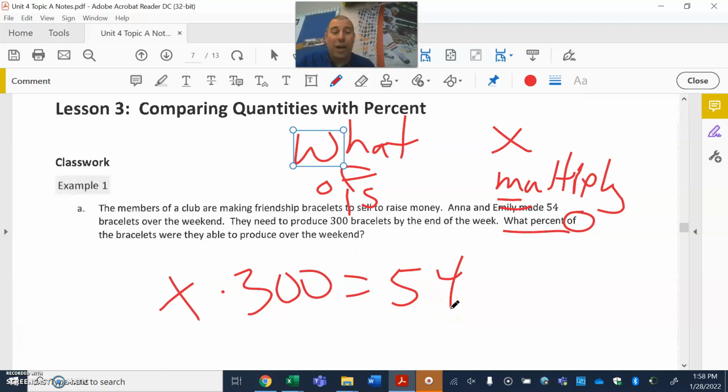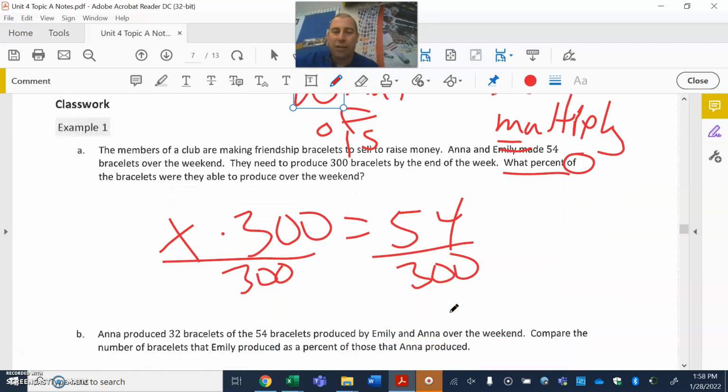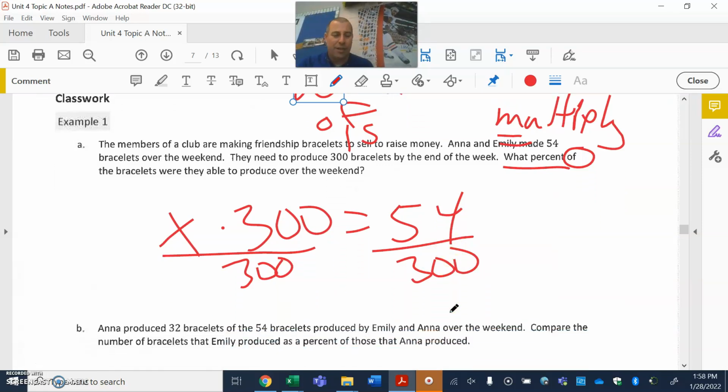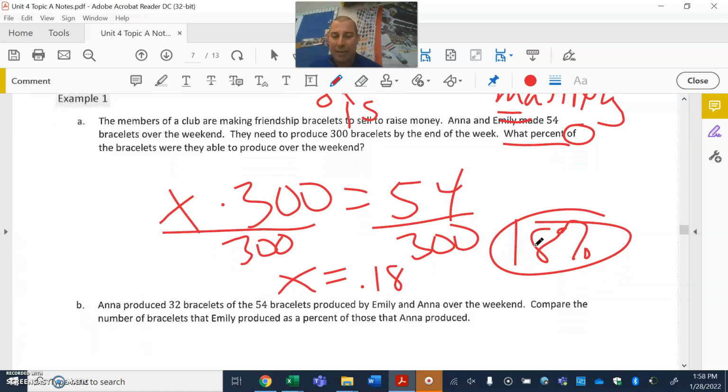Well, now we can go ahead and solve. So divide both sides by 300, our nice little one-step equation. Going to reach for that calculator. All right, 54 divided by 300. All right, it told me 0.18. Again, the question wanted to know what percent. So, hey, 18%, which seems accurate. They have to make 300. They've only made 54. That's not a lot of them. So do keep that in mind.